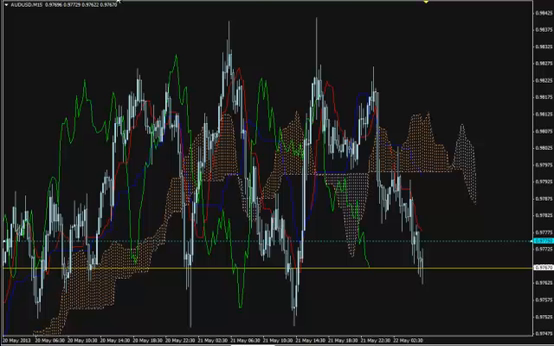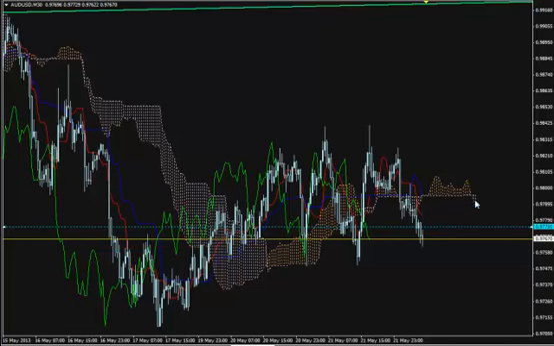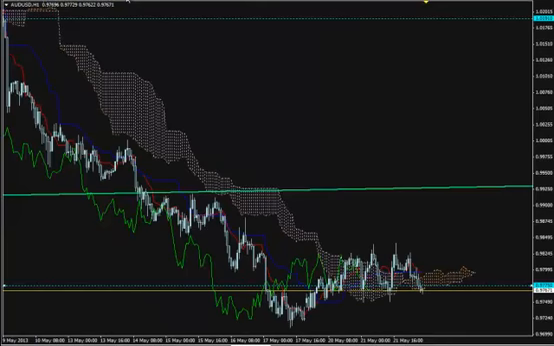Let's go to M30. On M30, we see the leading Kumo has a sharp edge, it's bearish. We have a bearish Kumo breakout here too. Chiku span goes straight below past price action. Tenkan-sen, the red line, is sloping downwards, and Kijun-sen sloping downwards. Definitely a bearish environment.